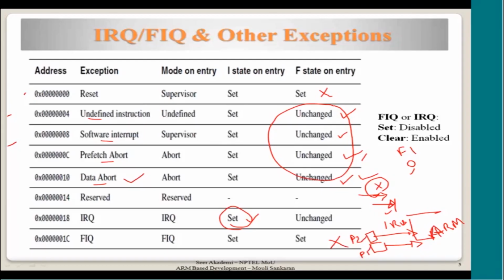Then you may wonder, I have a system where I have an ARM processor with so many peripherals, all of them can interrupt. How can ARM with two inputs service them? That is where the interrupt controller comes into play, which I have not explained.